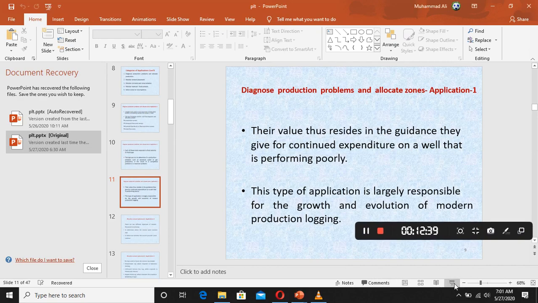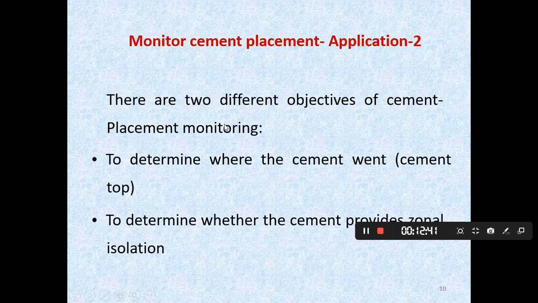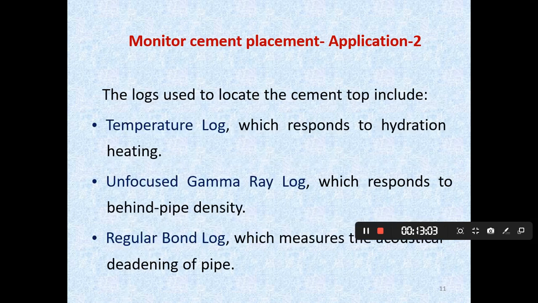The next problem we are discussing here is we monitor the cement. We have to monitor exactly where the cement went. Is it at the right place or the wrong place? As you know, all the casings are cemented. And if we have a dual completion zone, is this cement providing zonal isolation or not? This is the issue. Otherwise, the oil may be lost through the cement channels, and we have to solve this.